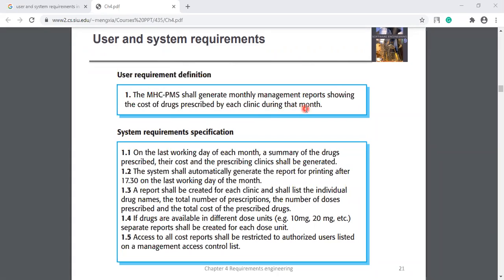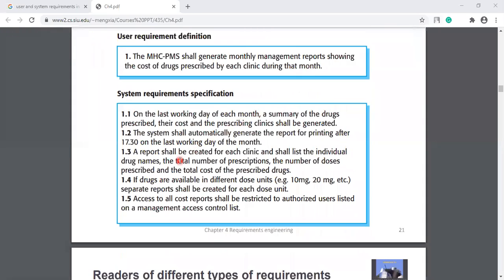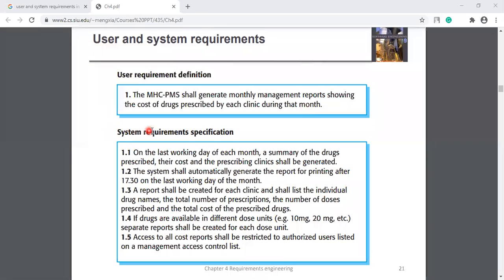It means, in short, you have to calculate the number of drugs and cost. Drugs are nothing but medicine. So you have to calculate the cost of medicine provided for all the 3 clinics. Now, what you are going to do for that is called the system requirement specification. In order to get this activity done, what all things are needed?